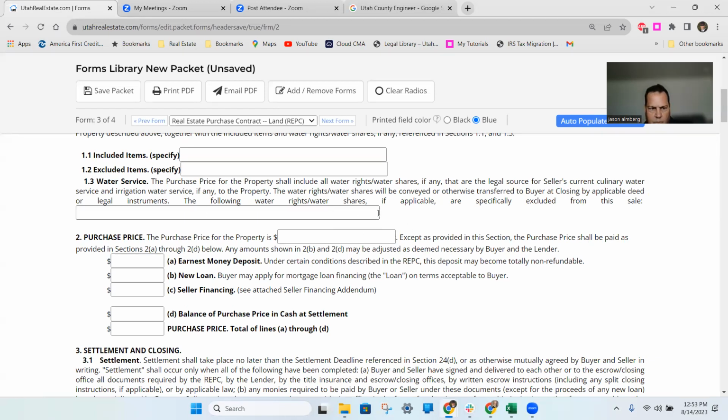The following water rights or shares, if applicable, are specifically excluded from the sale. If water rights or shares are not excluded, the contract assumes that water rights will be transferred. So here's the obvious question. Why is it worded that way?